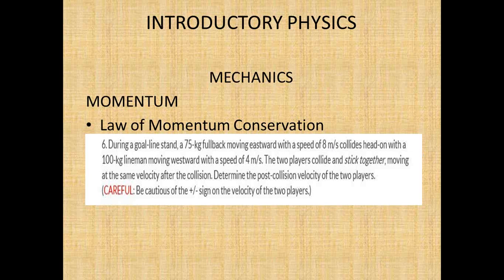So this is a real life situation in American football. The lineman is preventing the fullback from getting a touchdown. They're moving in the opposite direction. The two players collide and they stick together, and they move at the same velocity after the collision. You're going to determine the post-collision velocity of the two players. Even if you don't know anything about American football, you use the law of momentum conservation.